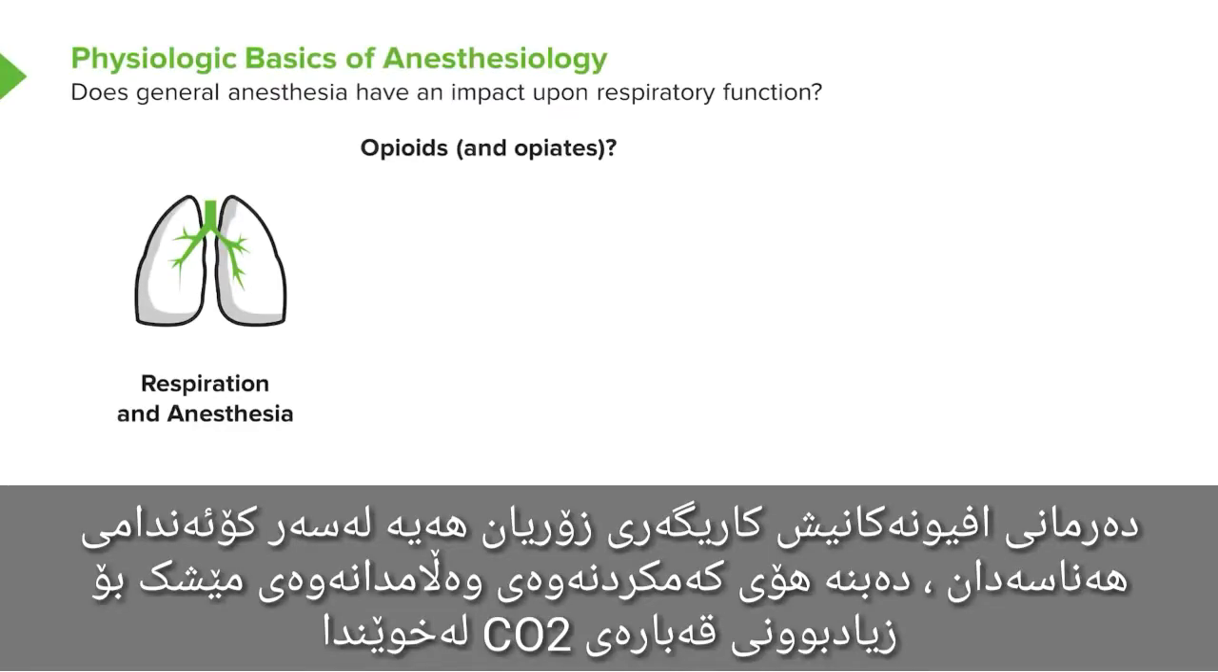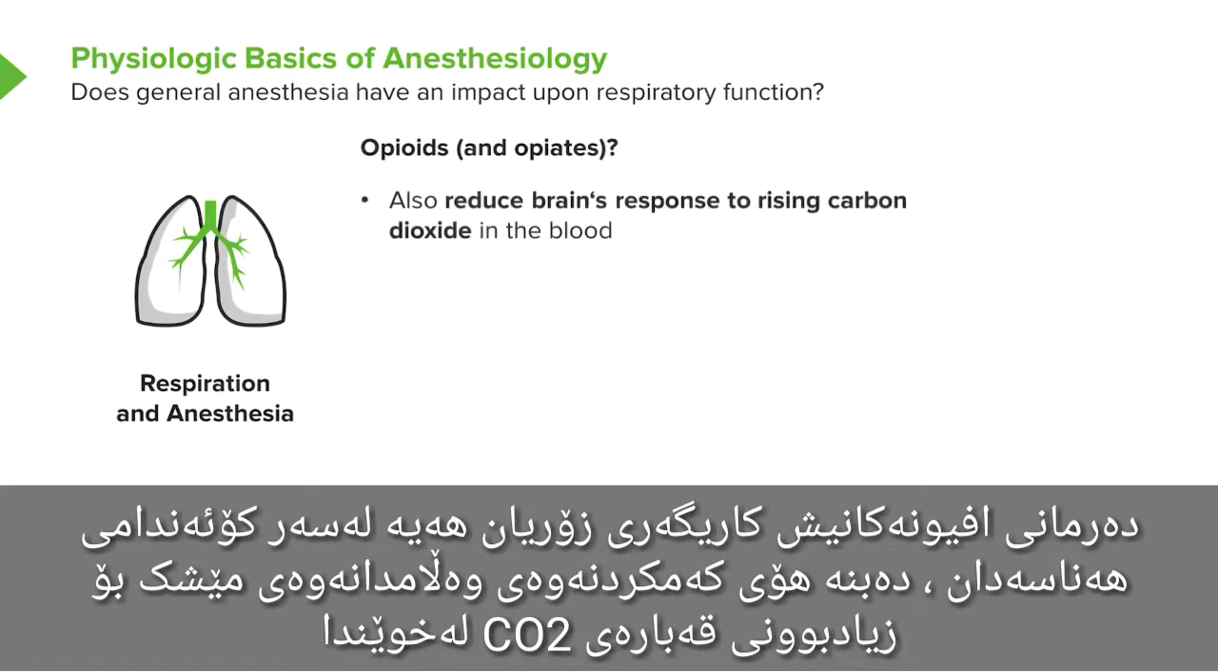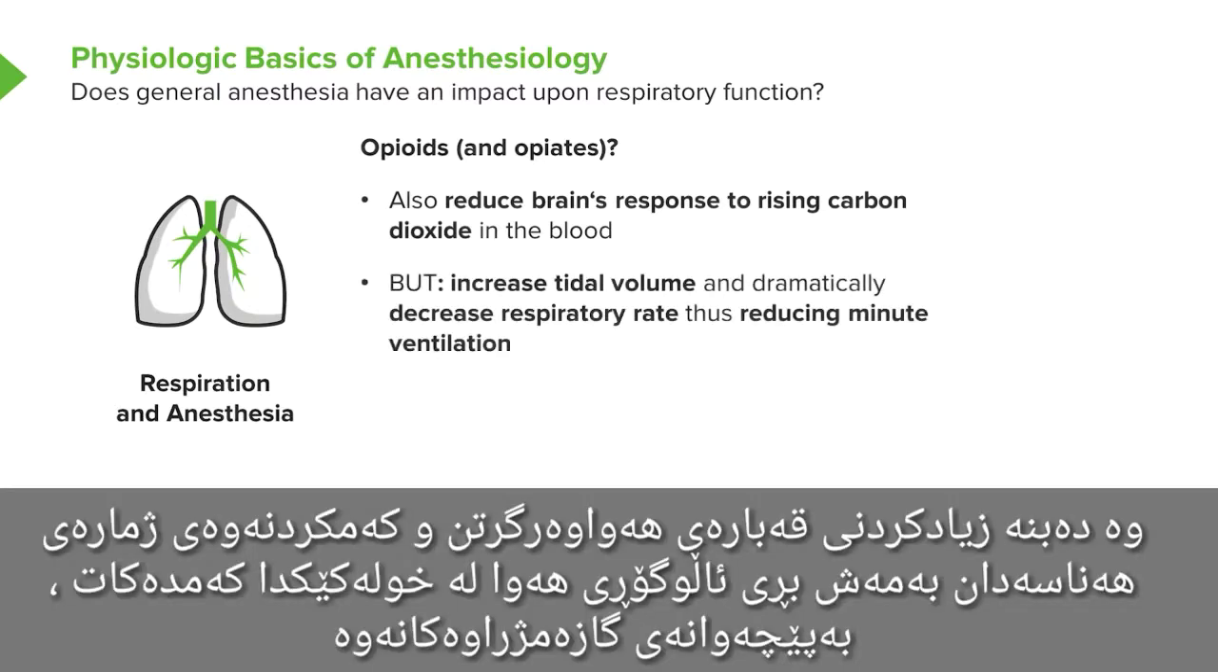Opiates and opioids also have a major effect upon the respiratory system. They also reduce the brain's response to rising carbon dioxide in the blood. But they increase the tidal volume dramatically and decrease respiratory rate, thus reducing minute ventilation. So they work exactly the opposite of how vapors work.